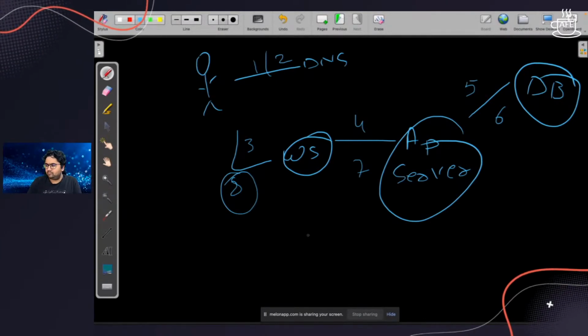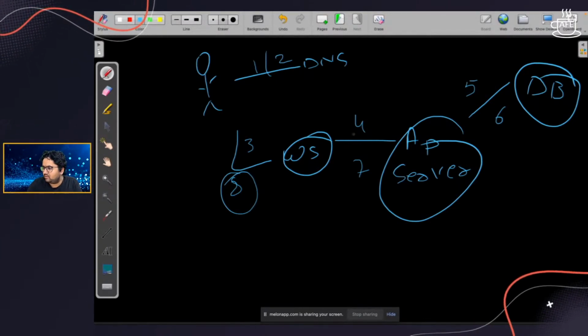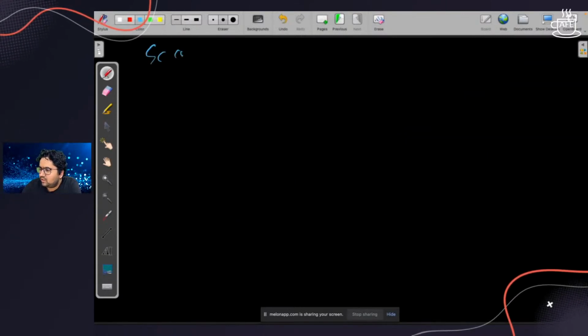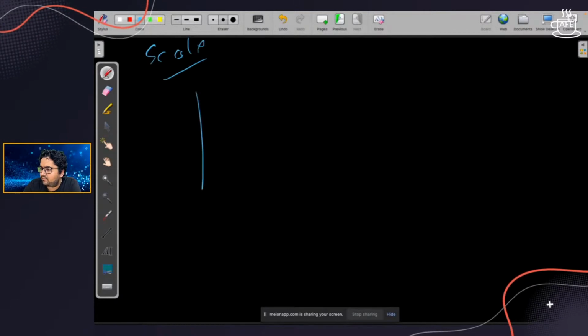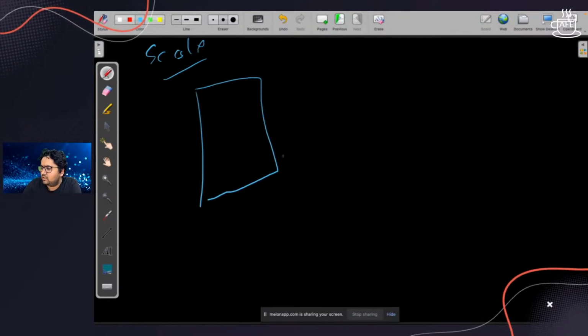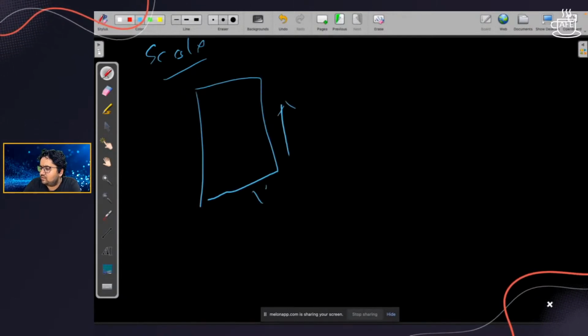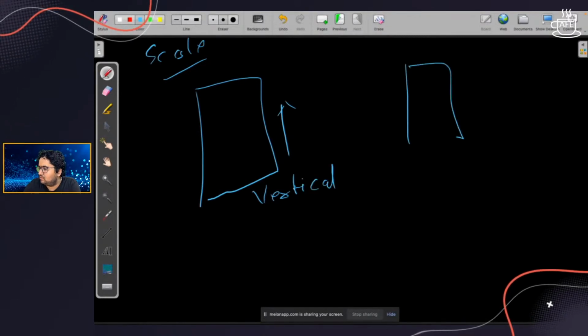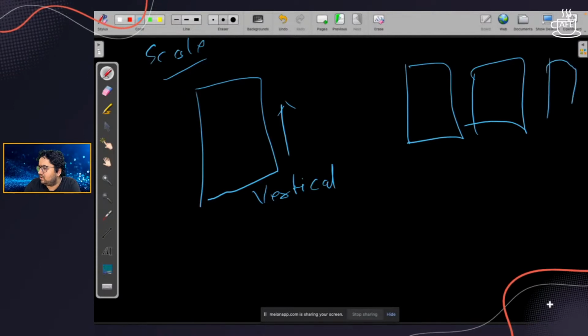So, to summarize what I've talked about, we are talking of scale, and we are talking of vertical scale or horizontal scale, right?